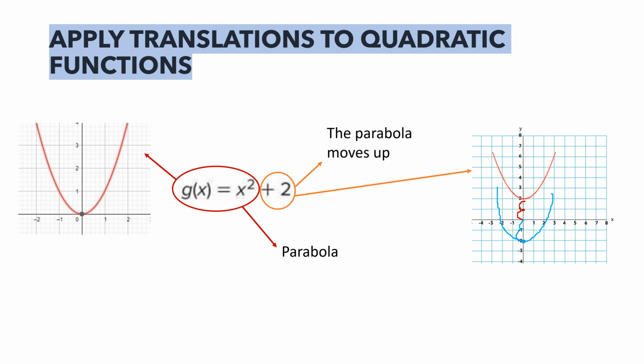And just remember, this center of the parabola, we call it the vertex. So here the vertex of the parabola is 0, 0. Here the vertex of the parabola is 0, minus 2. And the same here, the vertex of the parabola is 0, 2, and so on.